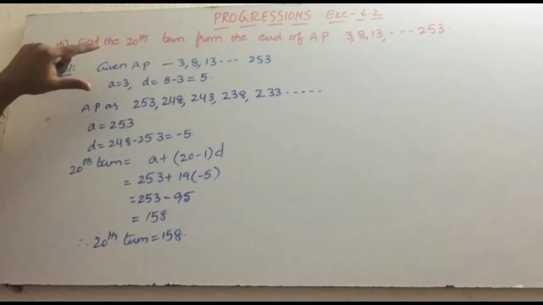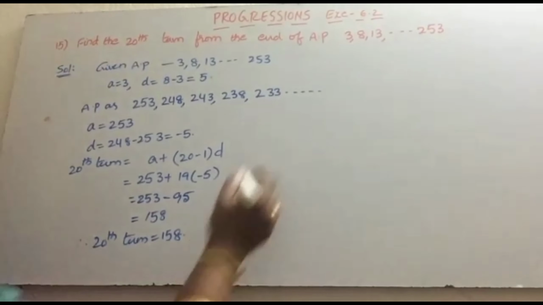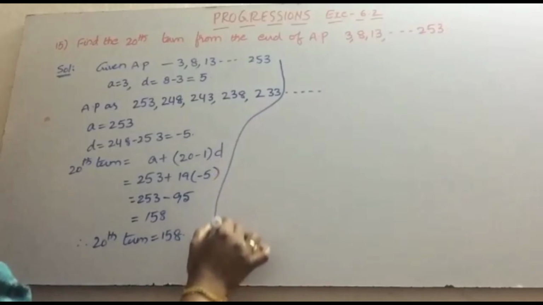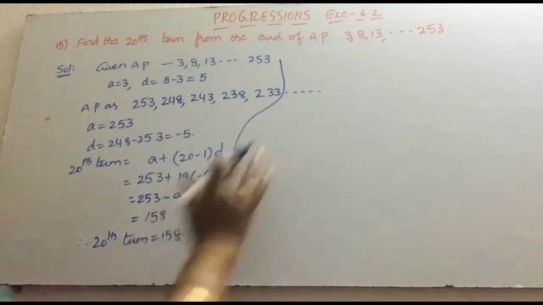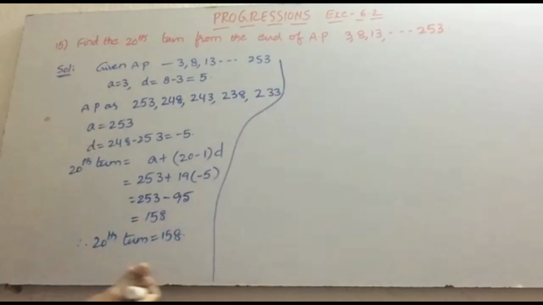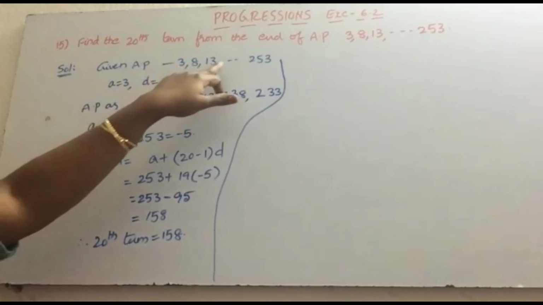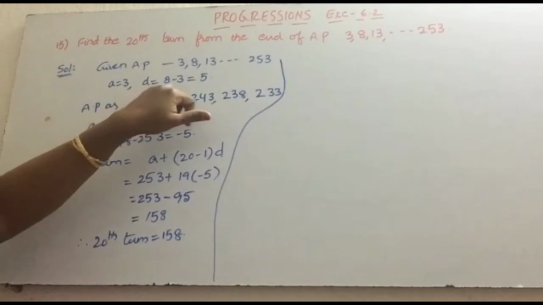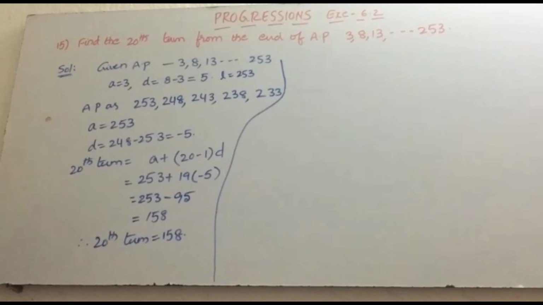This problem can also be done in another method, I will tell that also. Now from the given AP 3, 8, 13 and so on up to 253. Here a is equal to 3, d is equal to 5. Then the last term, that is l equal to 253. So the last term is 253.